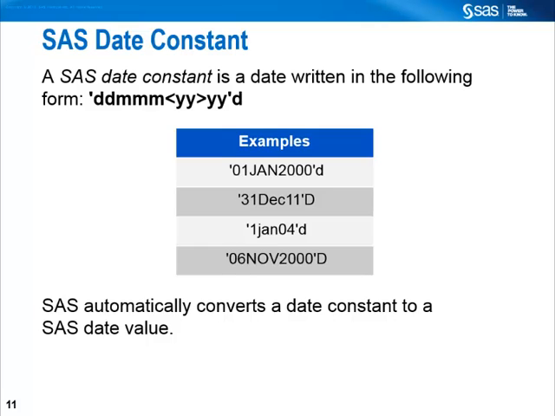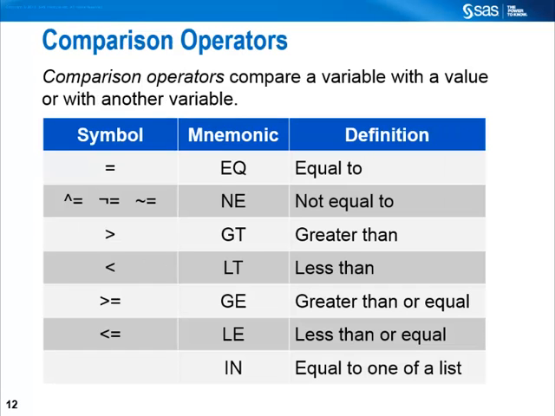SAS automatically converts a date constant to a date value, which helps in comparison and makes our calculations easy. So this should be like '01 Jan 2000' enclosed in single quotes followed by the letter D. So that is the syntax.